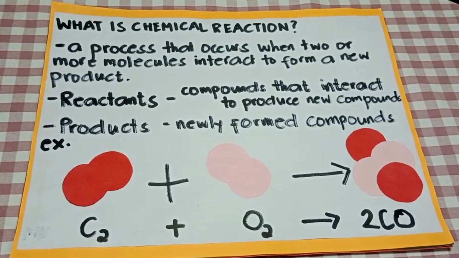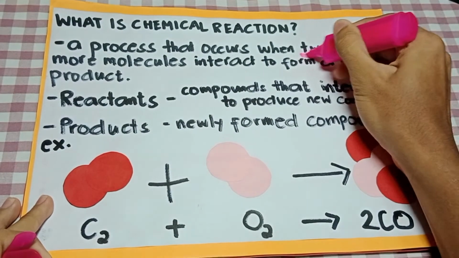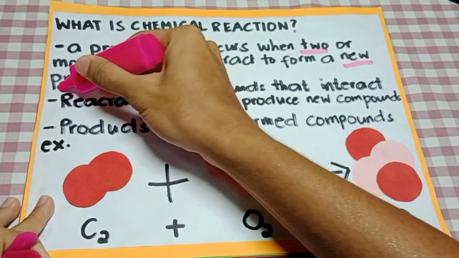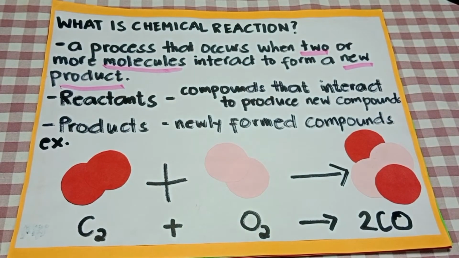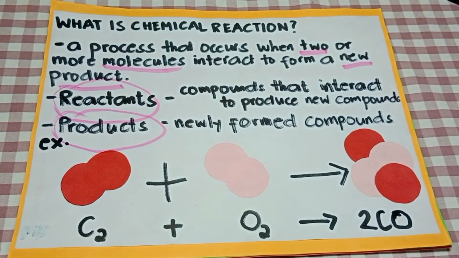So what is a chemical reaction? It is a process that occurs when two or more molecules interact to form a new product. These chemical reactions have two components: the reactants and the products. The reactants are the compounds that interact to produce new compounds, while the products are the newly formed compounds.